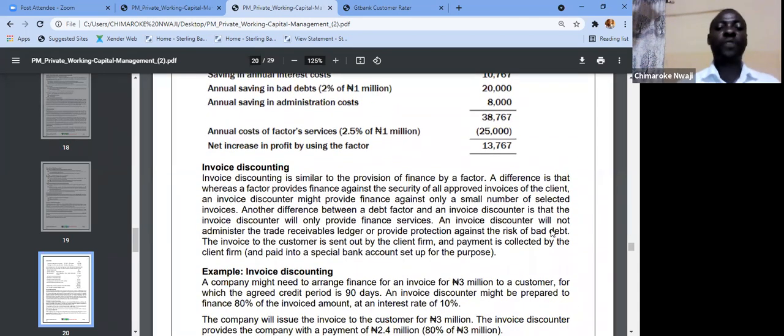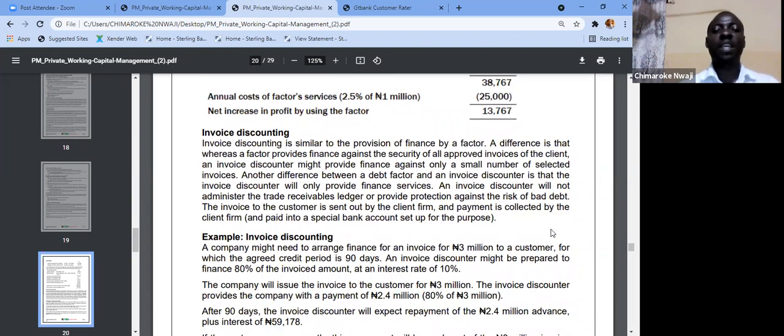Now, what is invoice discounting? Invoice discounting is similar to when a debt factor is providing you finance. But the difference here is that you are not using a debt factor. You are using your credit invoice.